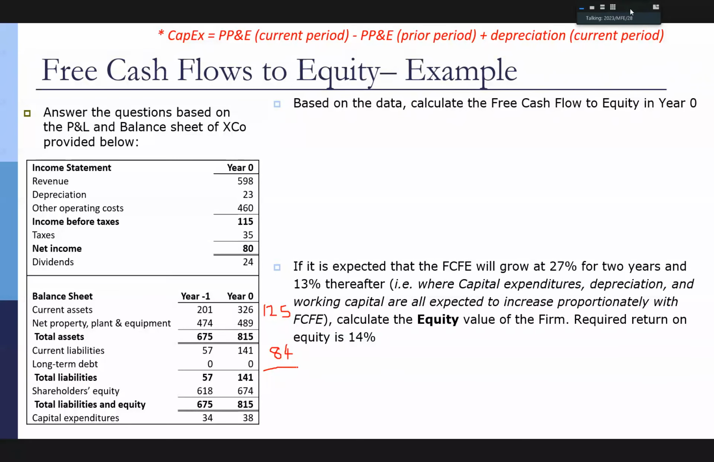Is this how you did it? Some did it the other way around. Right, so working capital is always current assets minus current liabilities. When we look at the increase in working capital, it's increasing current assets minus increasing current liabilities. So increasing current assets minus increasing current liabilities, we get 41.